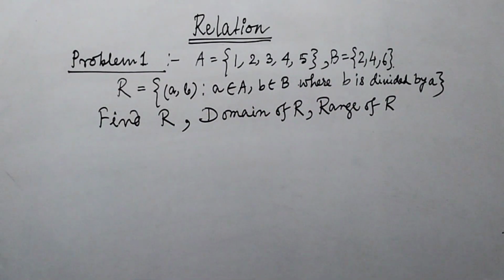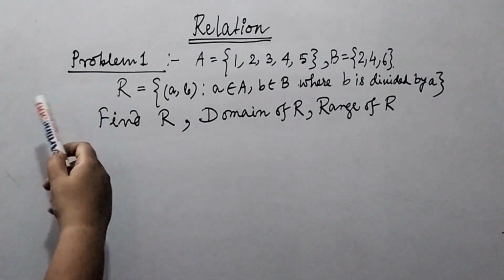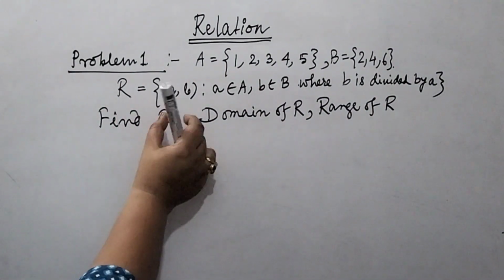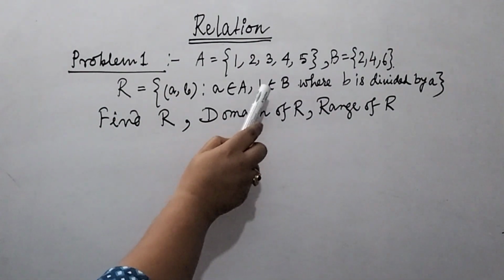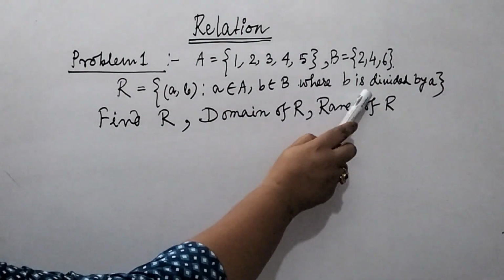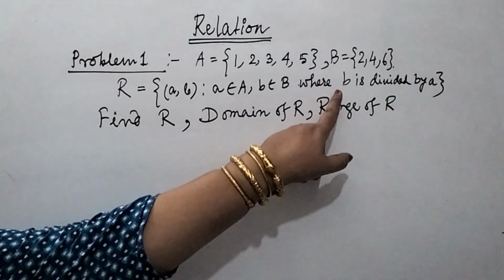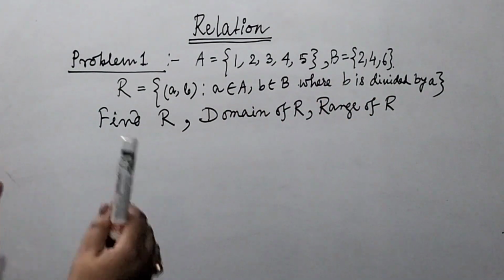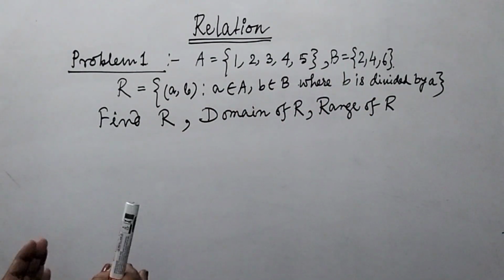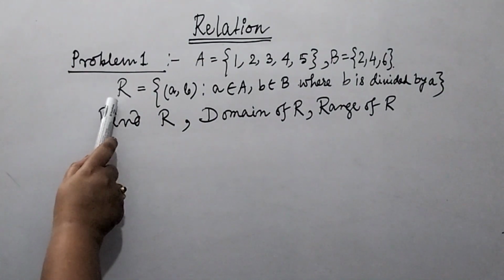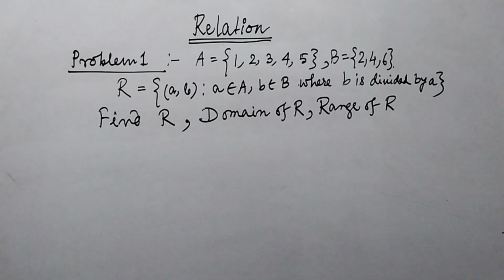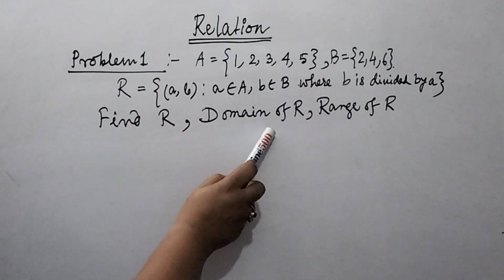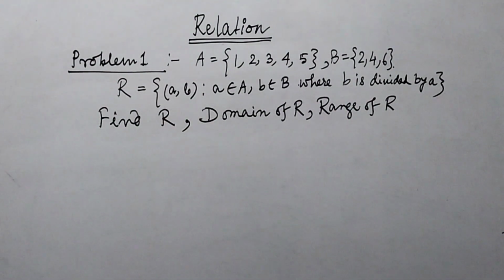A relation from A to B is defined this way, denoted as capital R. R contains those ordered pairs which are in the form (a, b), where a belongs to the set A and b belongs to the set B, where b is divisible by a. This is the main thing. b is divisible by a means only those ordered pairs of A cross B will be in this relation R in which the second element is divisible by the first element. Now under this condition we have to build up R. We have to find the domain of R as well as the range of R.